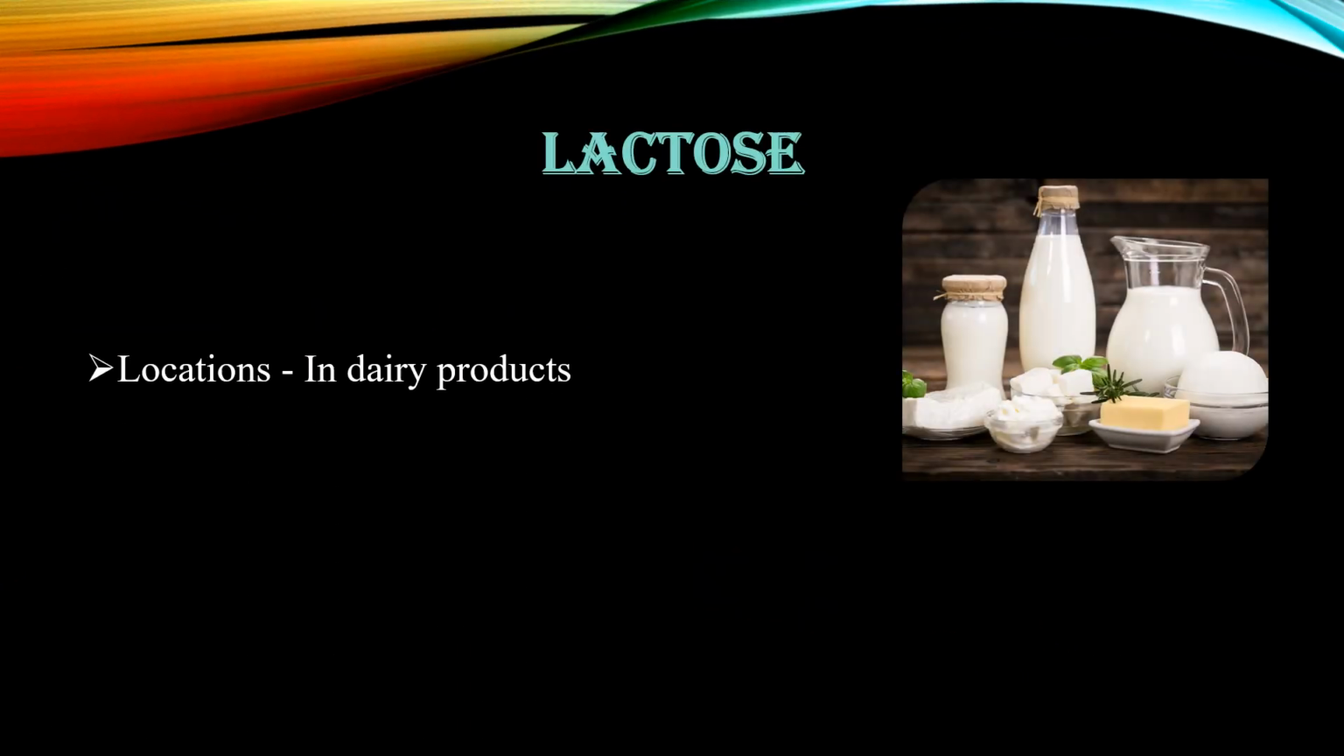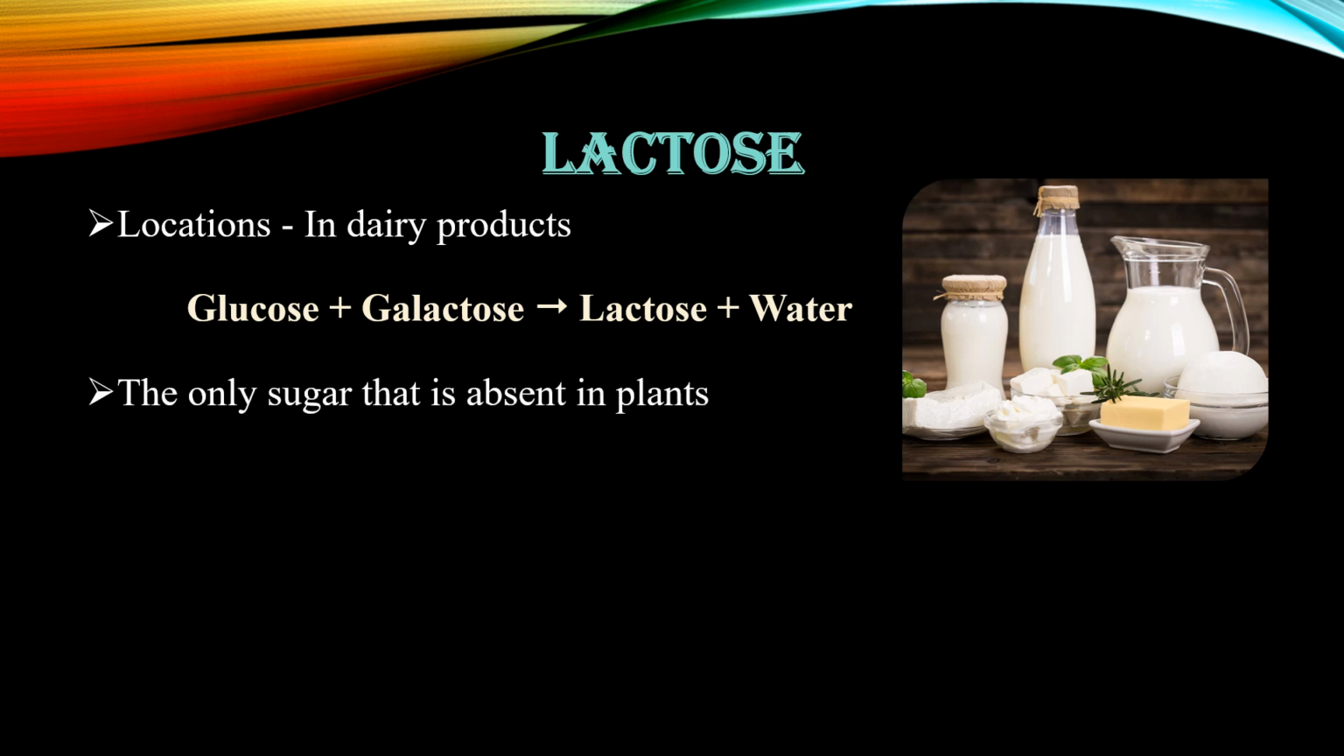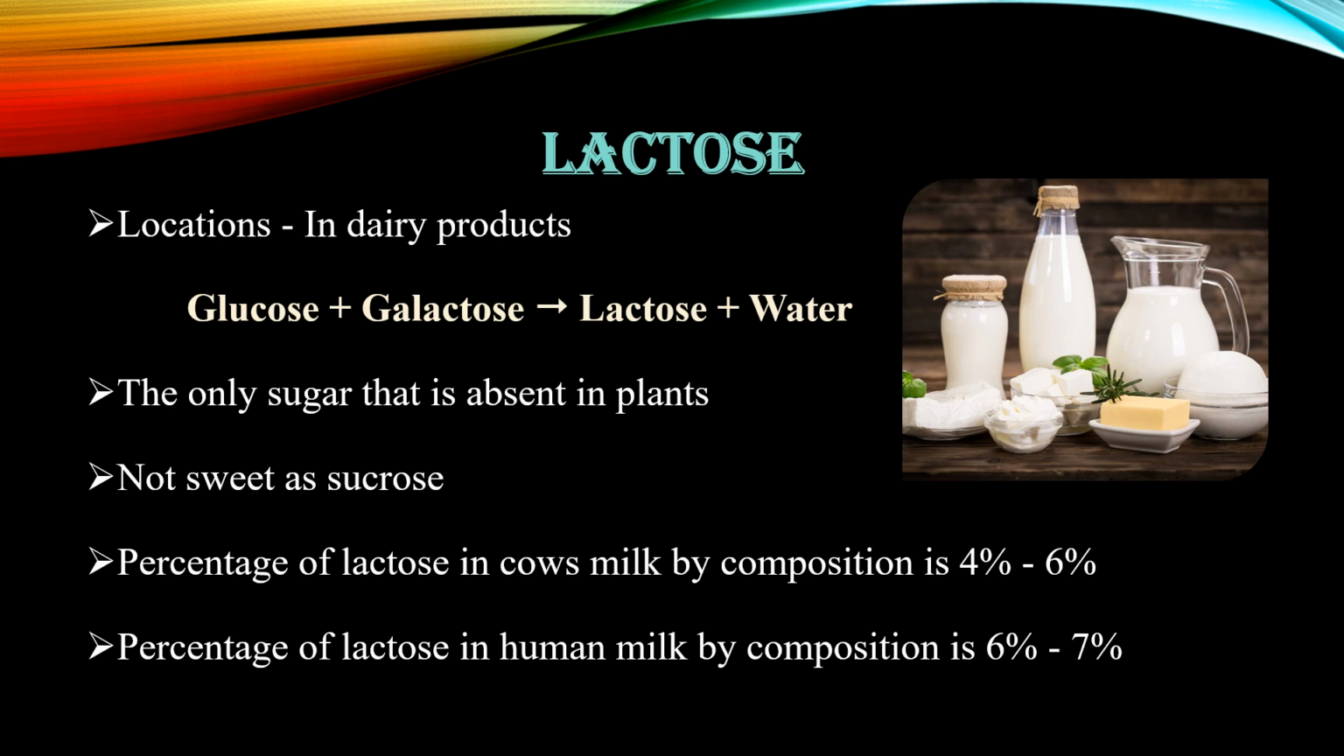Lactose. This can be found in dairy products. A glucose molecule and a galactose molecule combine to form a lactose molecule and water. This is the only sugar that is absent in plants. Lactose does not have a sweet taste like sucrose. For some extra facts, the percentage of lactose in cow's milk by composition is 4% to 6%, and the percentage of lactose in human milk by composition is 6% to 7%.